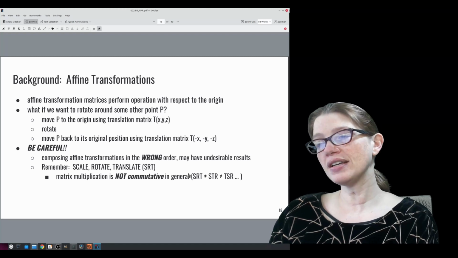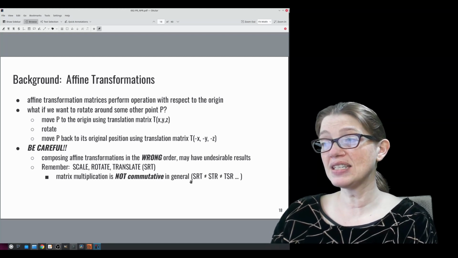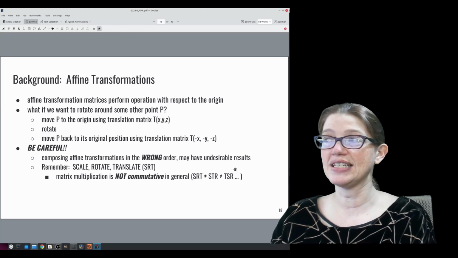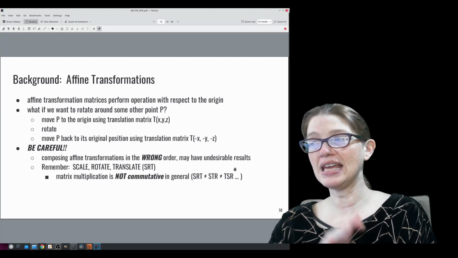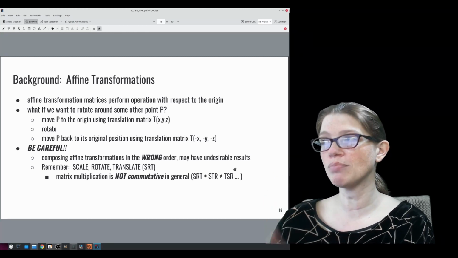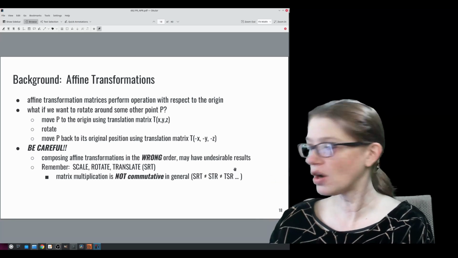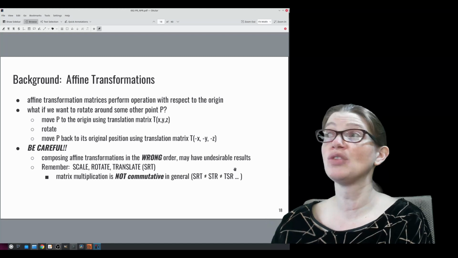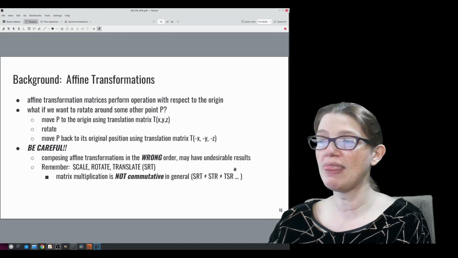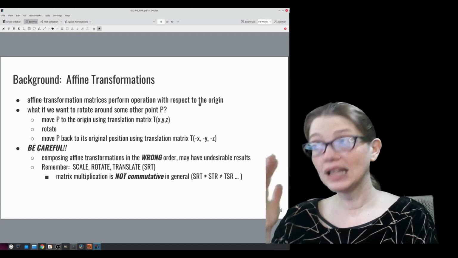It is not a commutative operation. That means that SRT is not STR, is not TSR, as we showed you at the very beginning. And this is really, really important, because if you're doing this in code and you do it in the wrong order, you're going to end up with your object in the wrong spot, and you don't want that to happen. Let me show you.